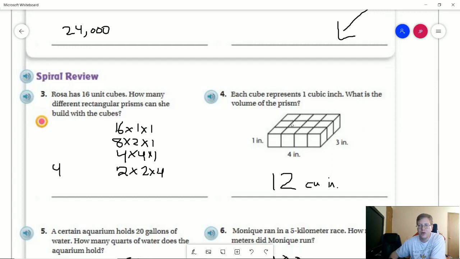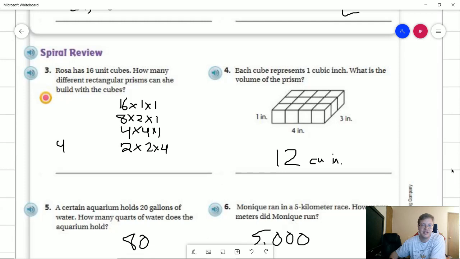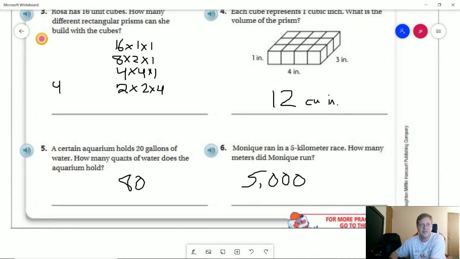And then number 4, we have 12 cubes. Each of those are worth 1 cubic inch, and so that would give us our answer. Number 5, 20 gallons times 4 quarts in a gallon would give us 80. And number 6, 5 kilometers times 1,000 would give us 5,000 meters.